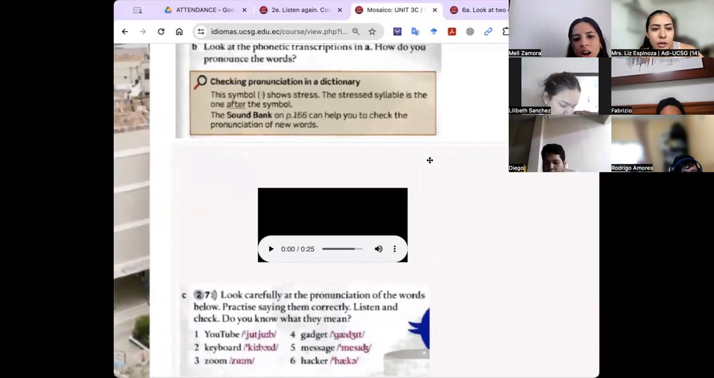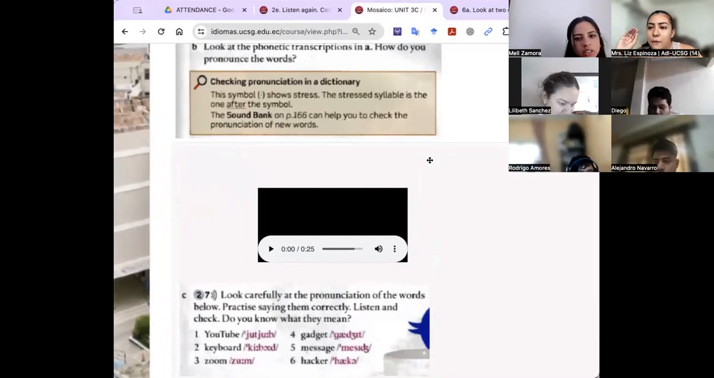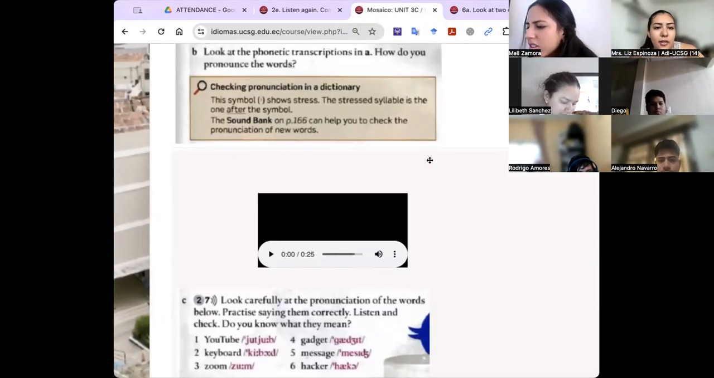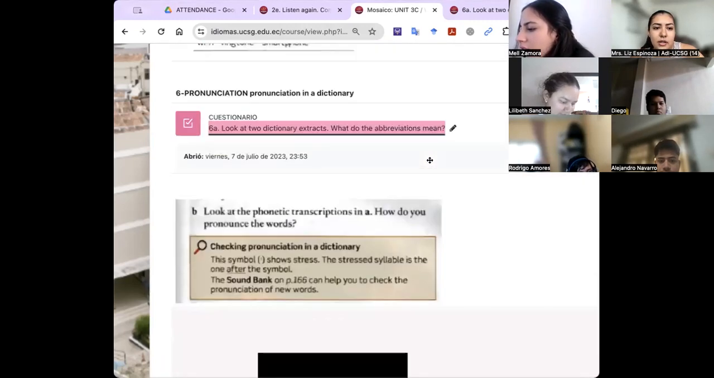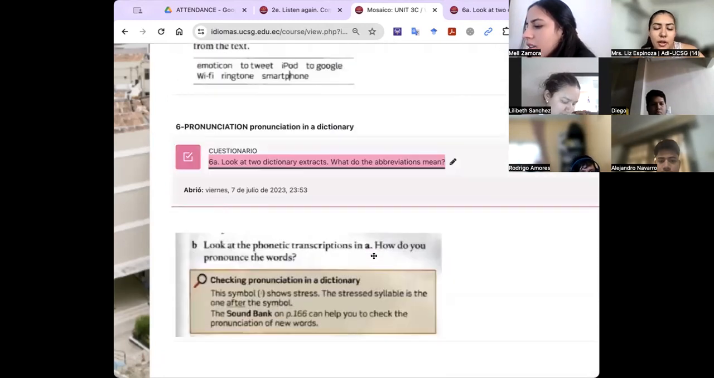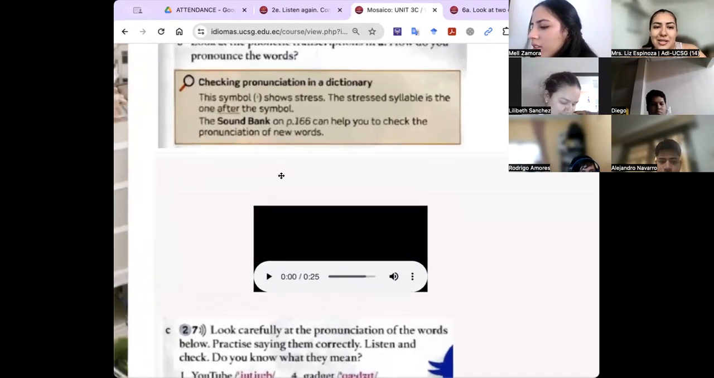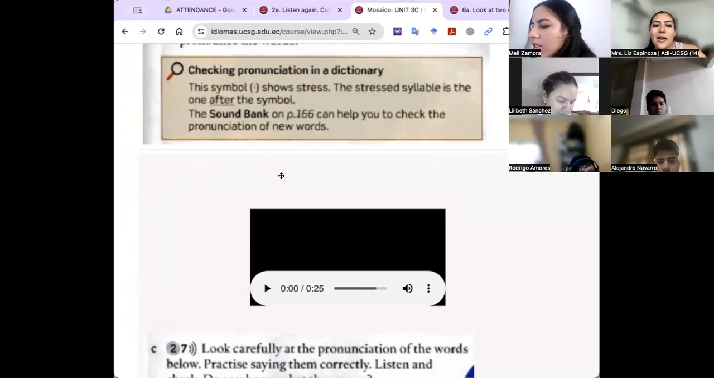All right. Don't forget that in groups, you have 5 activities to complete: 3 reading, 1 grammar, and the other one of the reading that we just did. Okay, so here it says, look at the phonetic transcriptions in A. How do you pronounce the words? In this case, the image that we have in the exercise says that the symbol, like an apostrophe, shows stress. The stressed syllable is the one after the symbol.